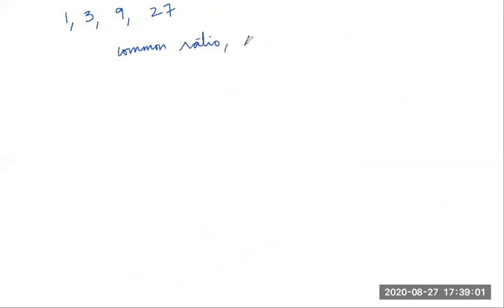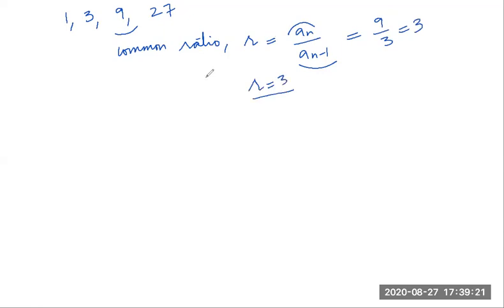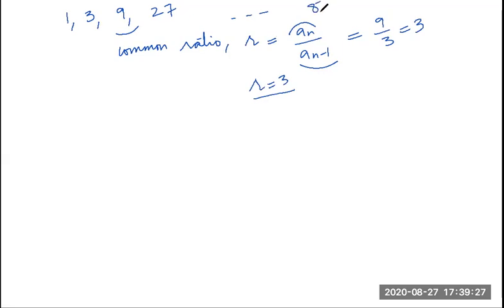So common ratio R by definition is An divided by An minus 1. Any term, nth term except the first term, divided by the last term. So take any term, maybe 9 divided by the last term 3 is equal to 3. So my R is equal to 3. I know that. And let us say somebody asks, what is the 8th term in this sequence?